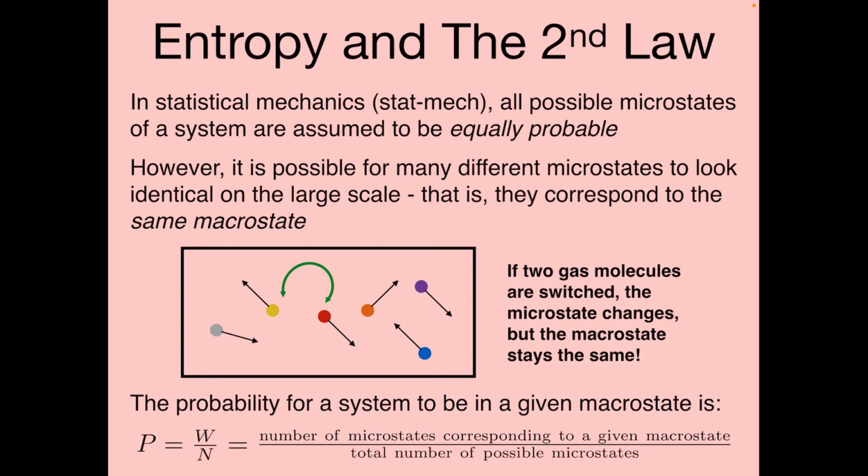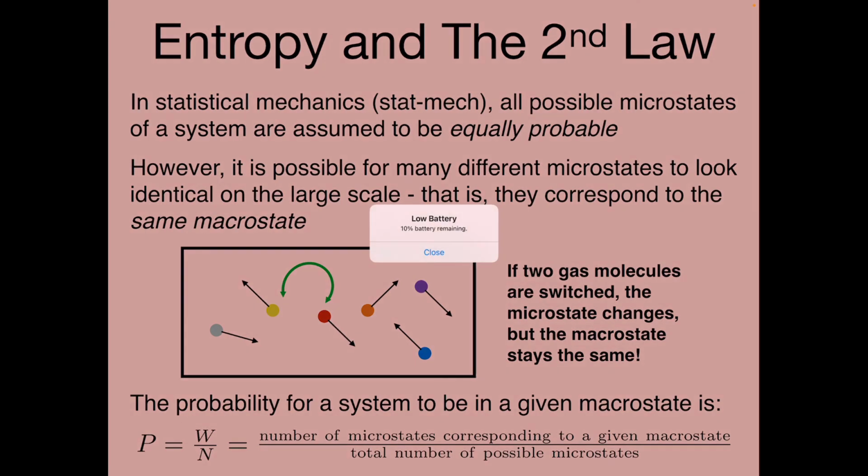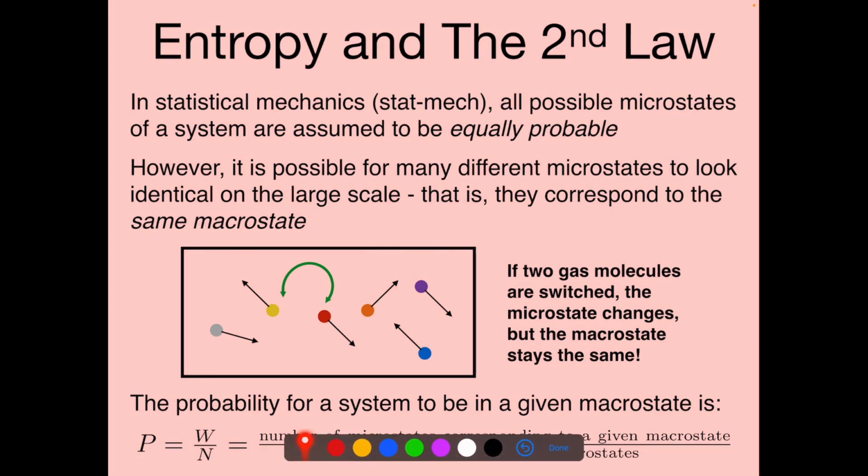And so how does this all tie back in to entropy and the second law of thermodynamics? Well, in thermodynamics, we typically assume that all possible microstates of the system are equally probable. So any microstate that you think of is just as likely to happen as any other. But we've seen in the coin flip example that it's possible for many different microstates to correspond to the same macrostate. So for example, we saw there were 6 different ways you can flip a coin 4 times and get 2 heads, 2 tails. So your system can be in many different microstates that on the large scale look exactly the same. That's the idea.